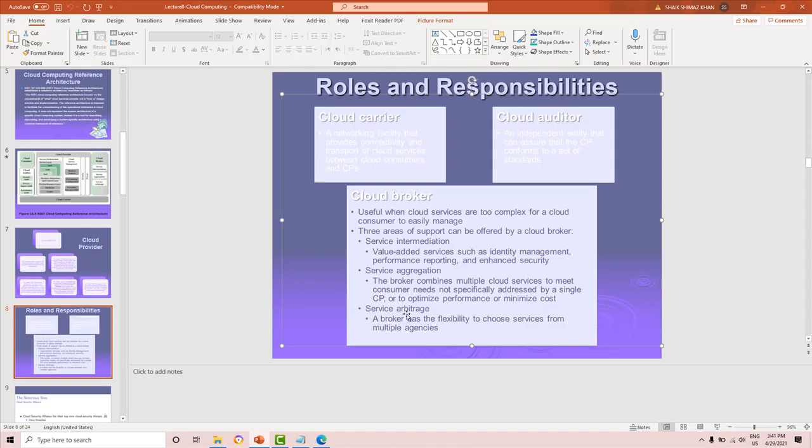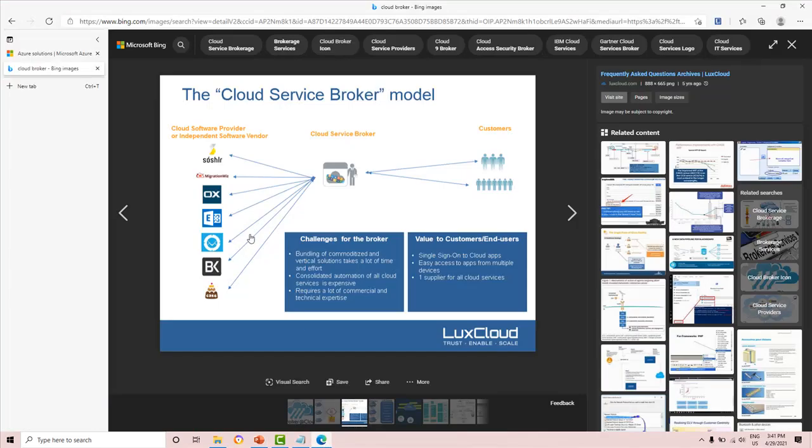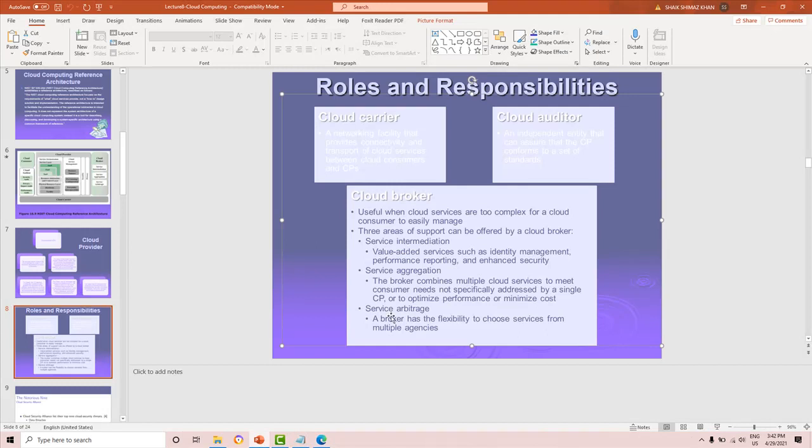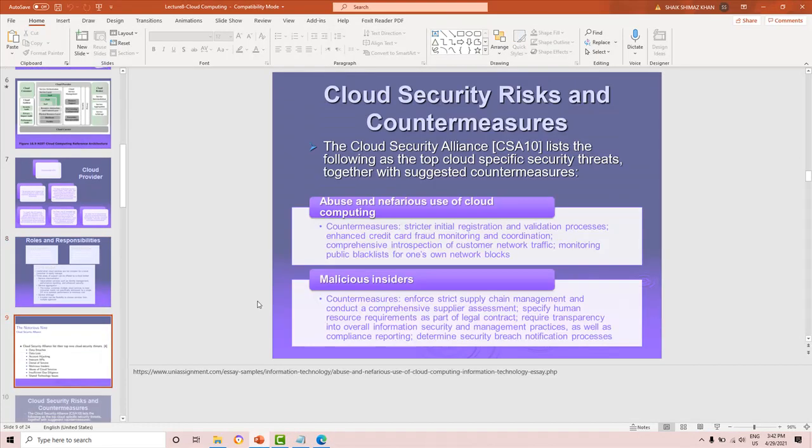Then service arbitrage. A broker has the flexibility to choose services from multiple agencies. So here the broker helps a customer to choose a specific service from different providers. Okay, so this is called service arbitrage.